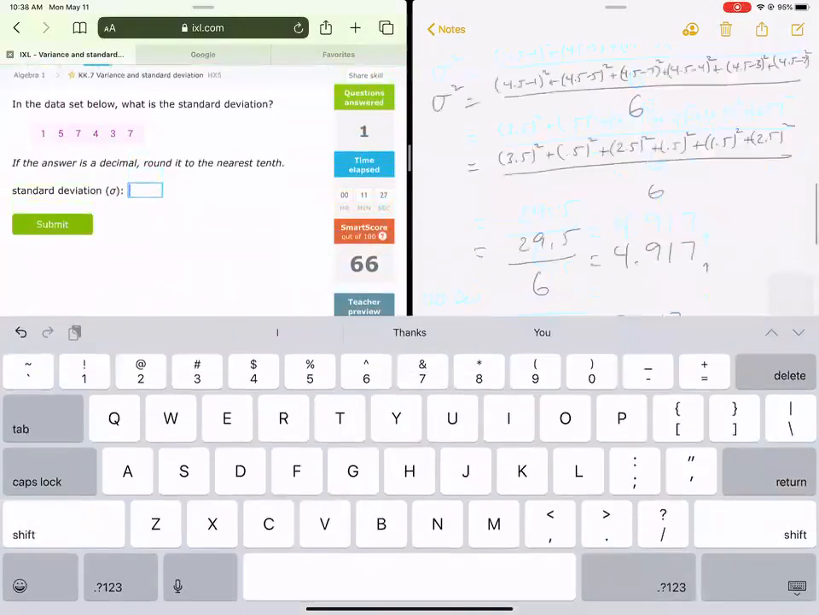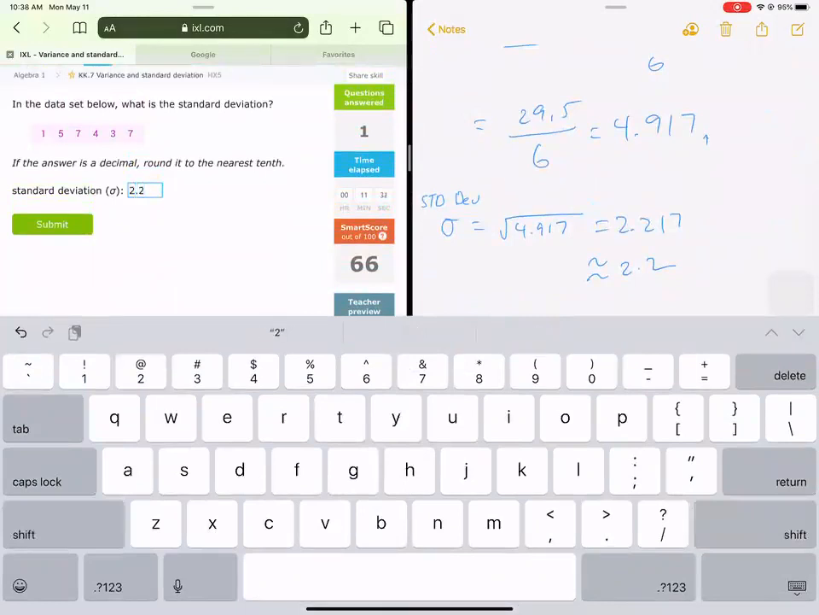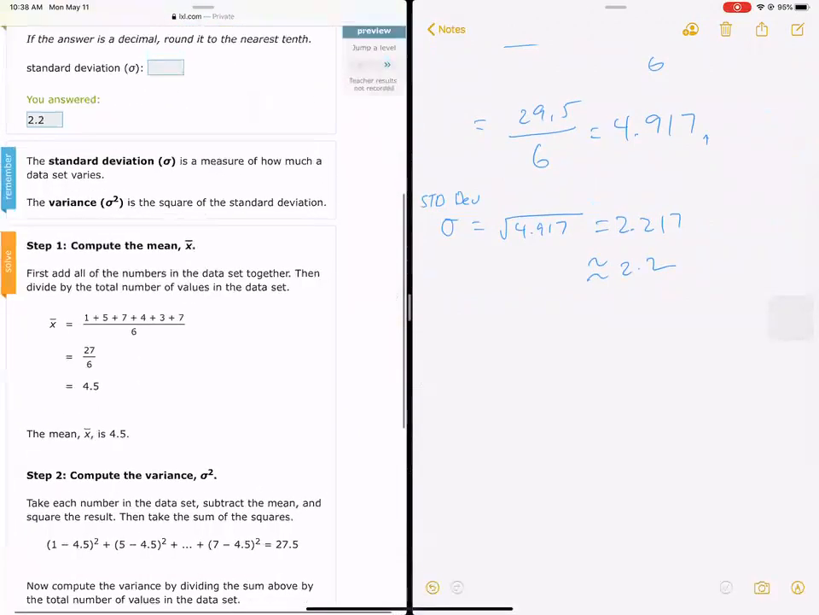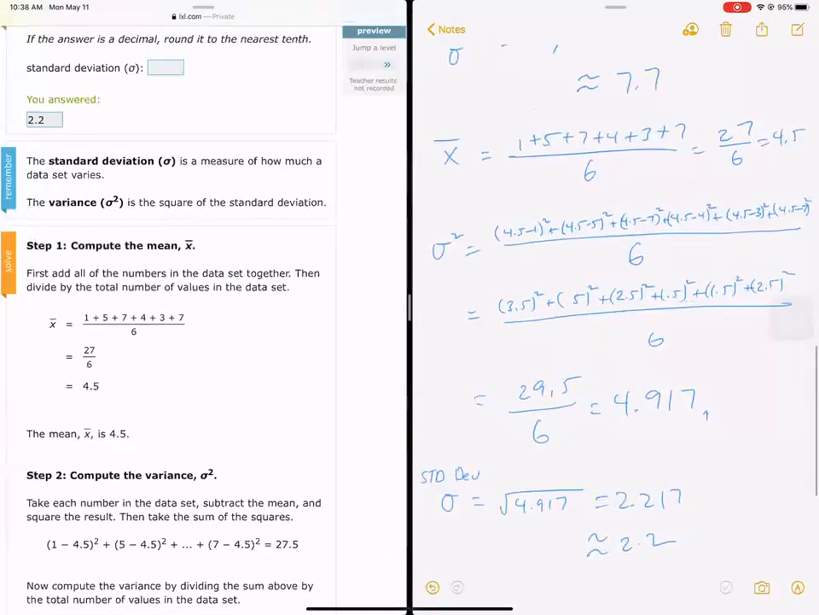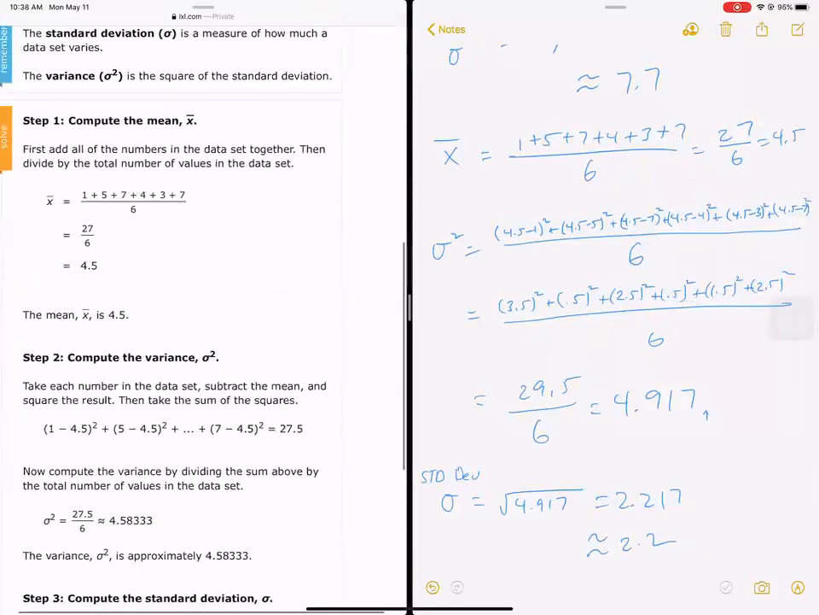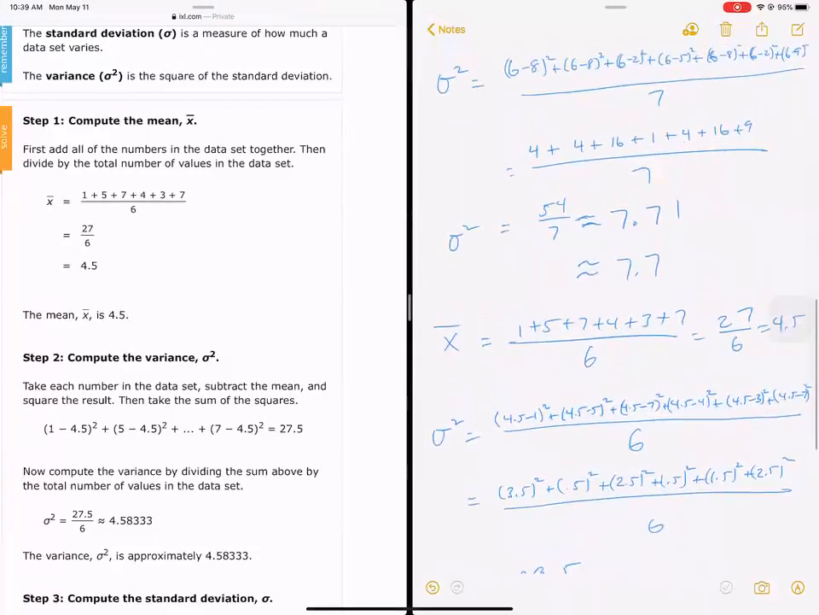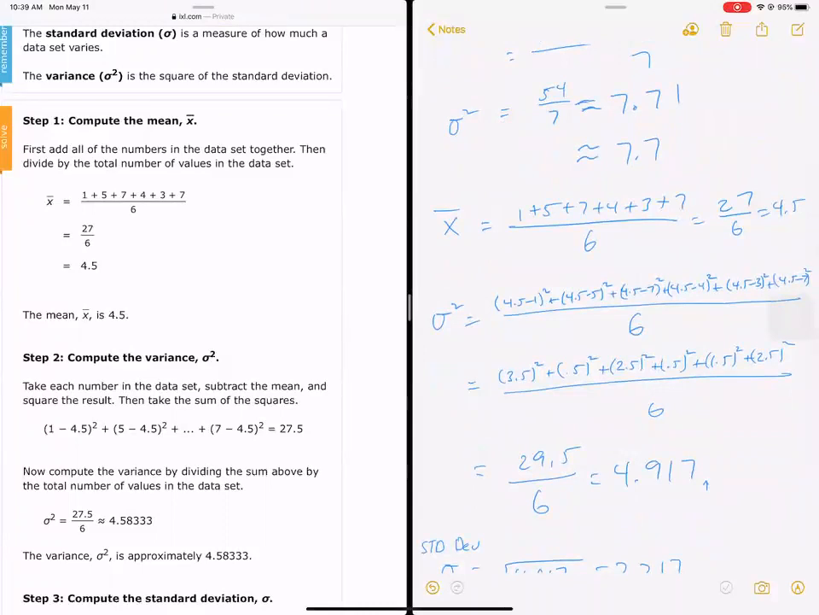Let's try it on my left. If 2.2 is my answer, hopefully I didn't mess up. Oh, it's 2.1. I wonder where I messed up. Let me see. Did I misadd it? I wrote 29, they wrote 27. Maybe I subtracted wrong someplace. Did I miscopy the terms? 1, 5, 7. I must have added it wrong.